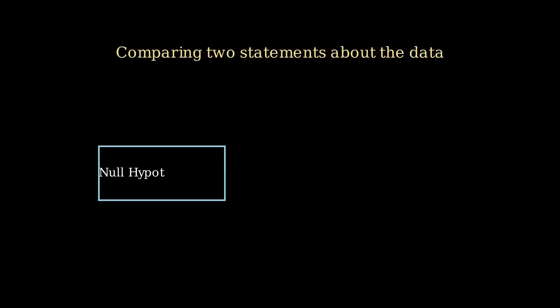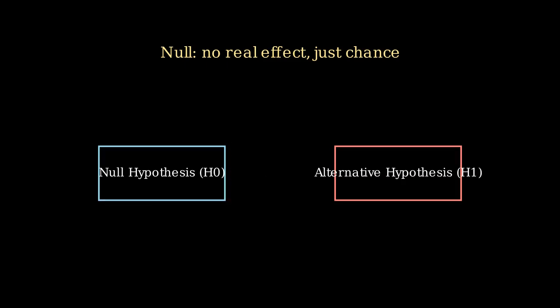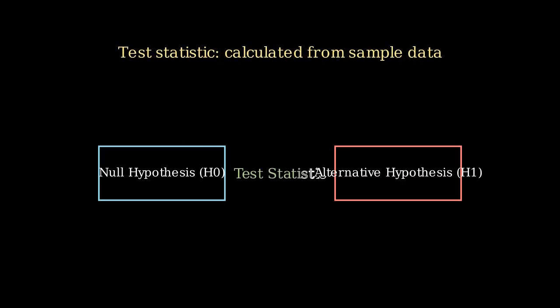A hypothesis test is a way of checking whether some effect we see in data is likely to be real, or whether it could just be due to chance. We do this by comparing two statements, called the null hypothesis and the alternative hypothesis. The null hypothesis says there is no real effect, and any difference we see is just random chance. The alternative hypothesis says there is a real effect, and we use a test statistic calculated from the sample data to help us decide between the two.